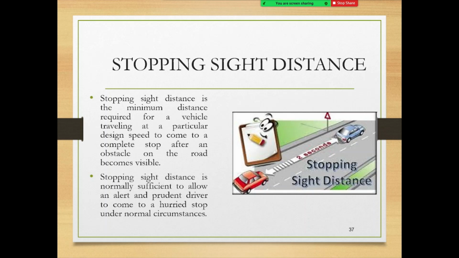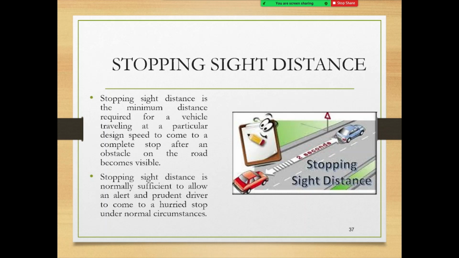I told you there are three sight distances. One is stopping sight distance, then the other one is overtaking sight distance, and the third one is the continuation sight distance. Okay, the stopping sight distance is the minimum distance required for a vehicle traveling at a particular design speed to come to a complete stop after an obstacle on the road becomes visible. Okay, after an obstacle on the road becomes visible.